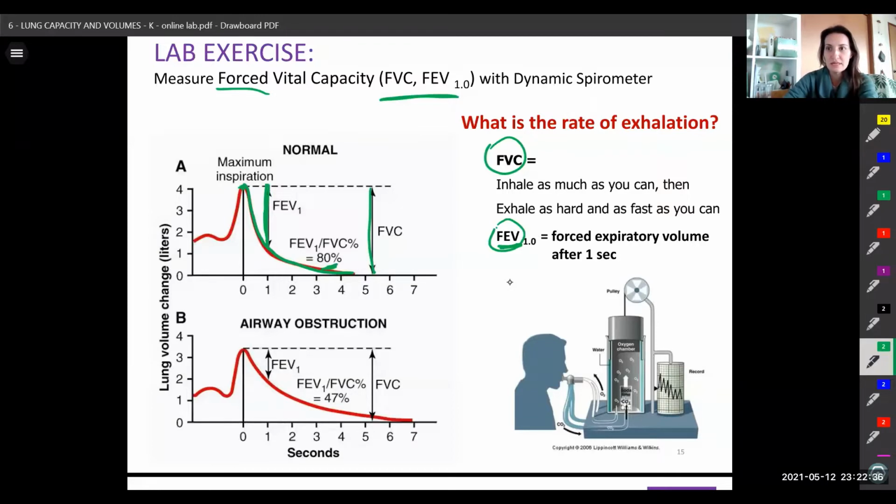Lower than 80% is suspect. It might require more testing. Generally 60% or lower is what's indicative of a true obstructive disorder.